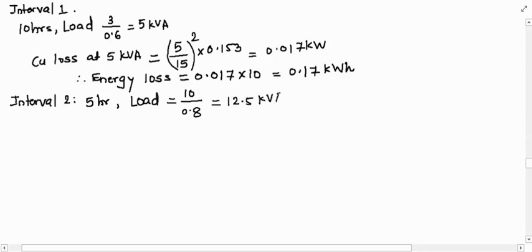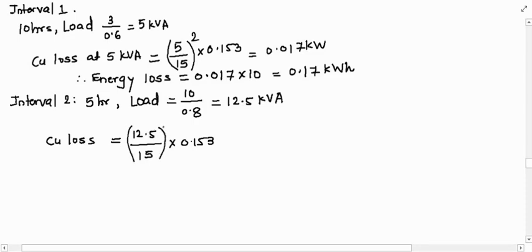Why are we finding out the load in kVA? Load from kW into kVA, because my copper loss is given at that particular kVA. Copper loss at 15 kVA I got. So I have to find out the copper loss at this much kVA. What is the copper loss? At 15 kVA, the copper loss is 0.153 kilowatt. So for 12.5 kVA, how much is it?